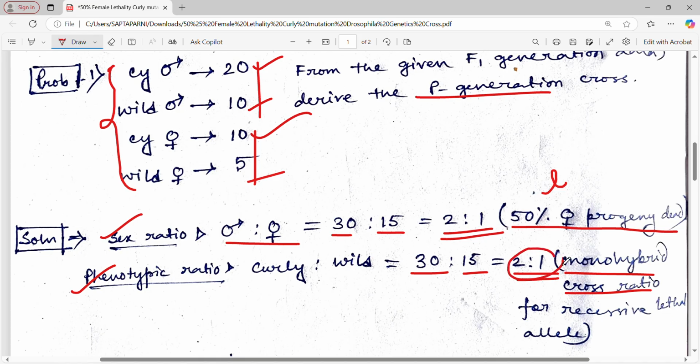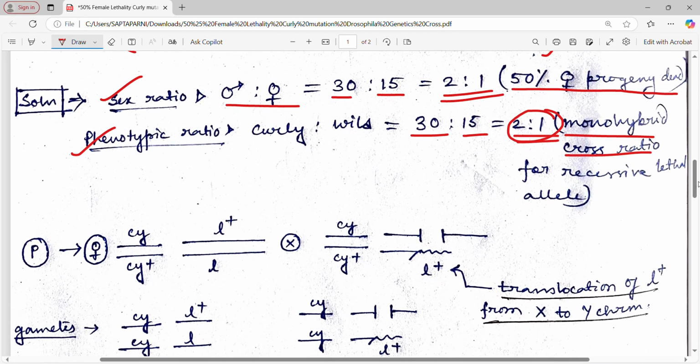In my previous videos, I have taught you that whenever you see a monohybrid cross ratio, we must take both the parents in the parental generation as heterozygotes. So see here, the female is taken as heterozygote having CY and CY plus, and the male parent is also taken as heterozygote CY, CY plus. Now these CY are in the autosome, or second chromosome.